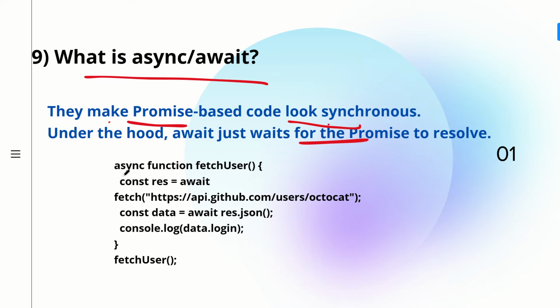So let us see example here. Whenever you are making use of await, one thing you have to make sure is you are always making your function async.